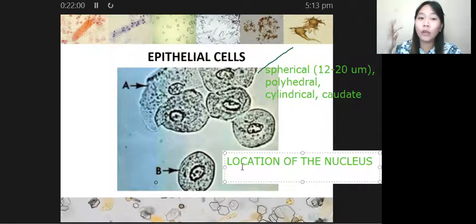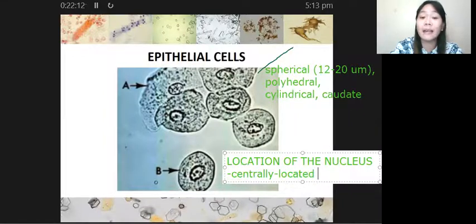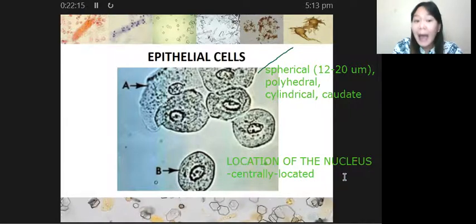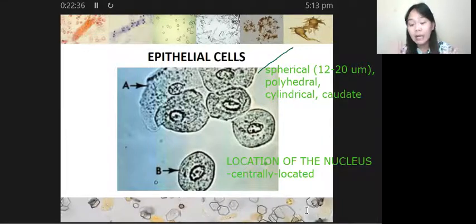Take note that your transitional epithelial cells, regardless of the shape, have a centrally located nucleus, as compared to your renal tubular cells, which have nuclei that are eccentrically located. I will show that later on. Centrally located, the nucleus of our transitional epithelial cells. And again, significance: not significant in small numbers.